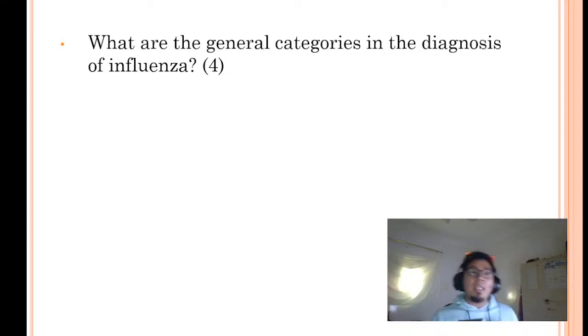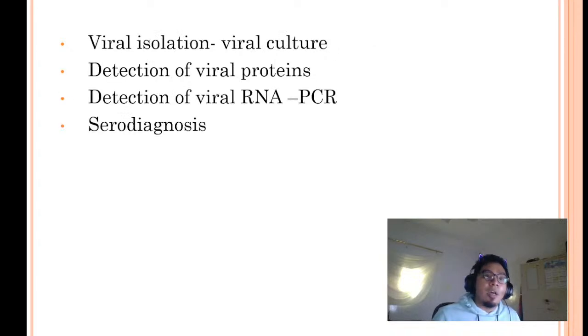What are the general categories of the diagnosis of influenza? Well, it's sort of advanced virology, or advanced diagnostics. It falls under the realms of clinical pathology also, specifically medicine. But we'll try our best to understand each. Viral isolation using viral culture is one way for us to study this virus. And then another one is the detection of viral proteins, as I mentioned before, the glycoproteins.